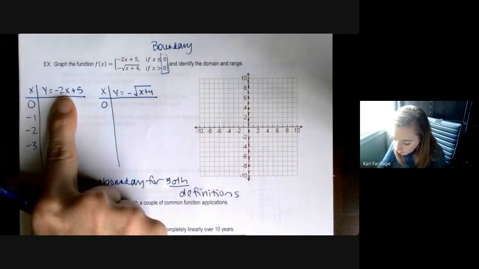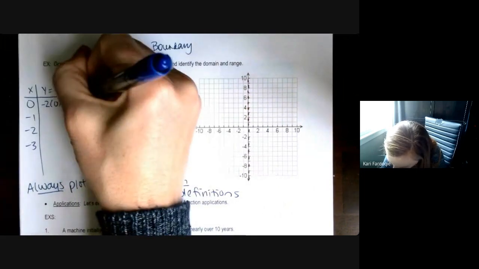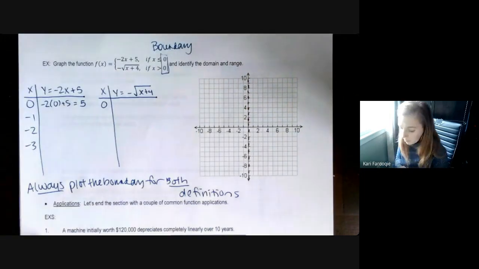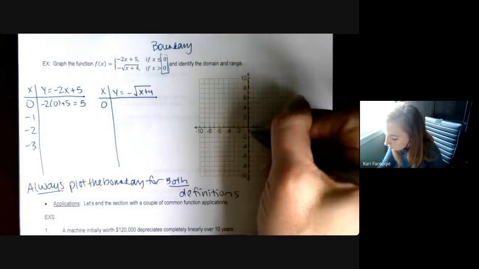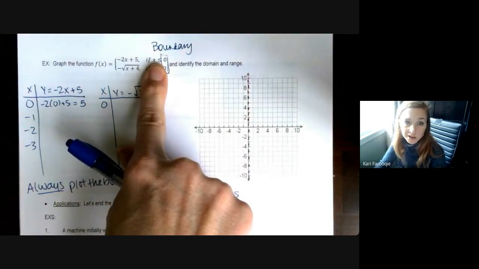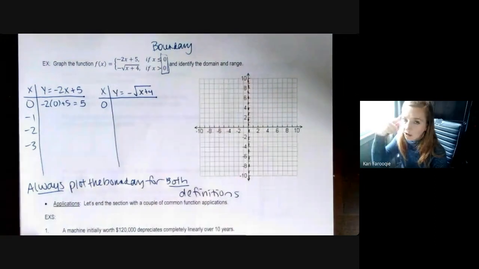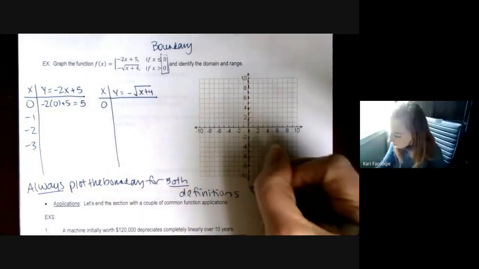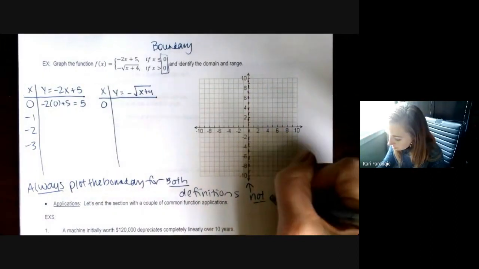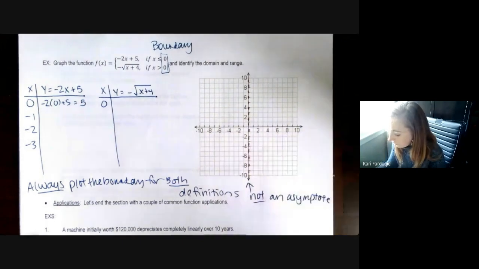We're going to let x be 0. So -2 times 0 plus 5 is 5. Okay, that will give us 1 point. So 0, 5, and this is the definition where we can be equal to 0. So I'm going to put that on the boundary. This is not an asymptote, by the way. It's just so that I know where one function stops and one starts. It's not an asymptote.